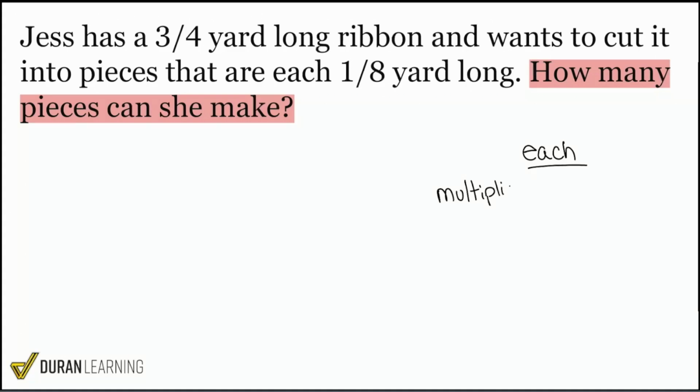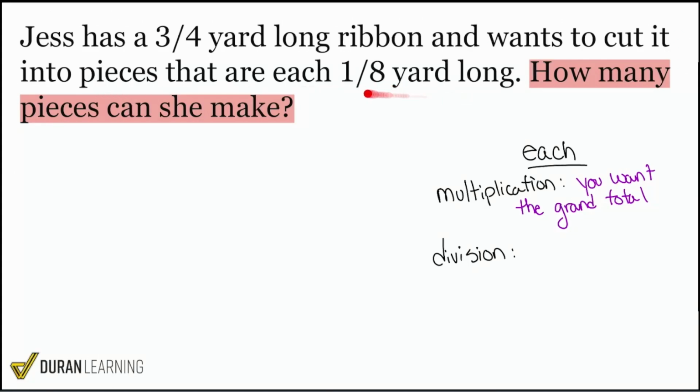I got you guys. I can see that this is important to y'all, so let me help you out. So we have multiplication and division. Here's how you know when to use each. For multiplication, when you want the grand total, that's when you know you should multiply. So if we were to say something to the effect of, hey, we have pieces that are each 1/8 of a yard long, and we want to make 50 pieces, how much ribbon do we need in total? That's when you would use multiplication, because you want that grand total.